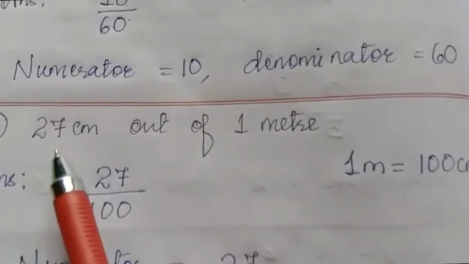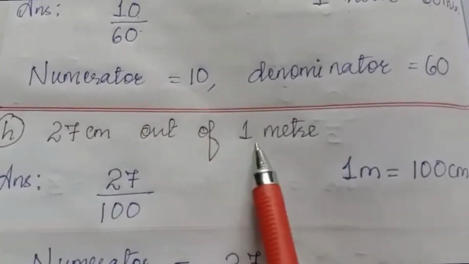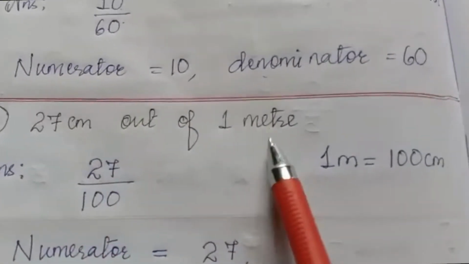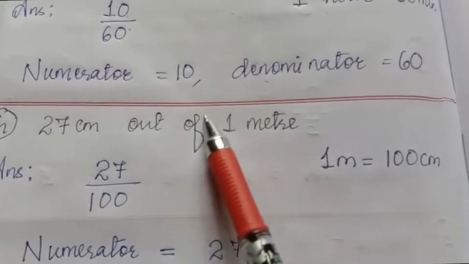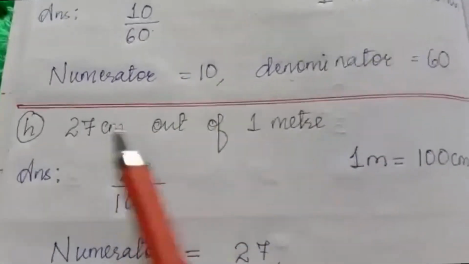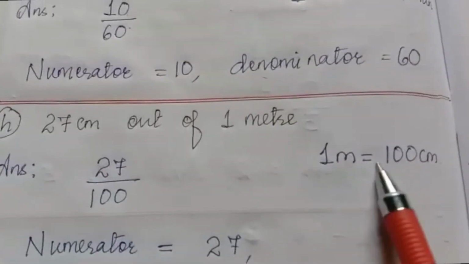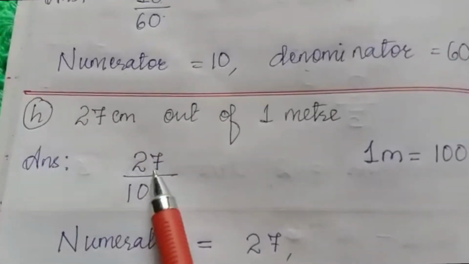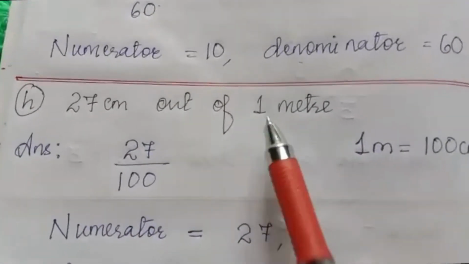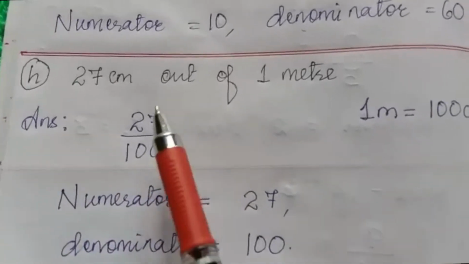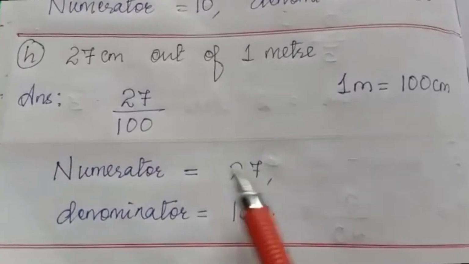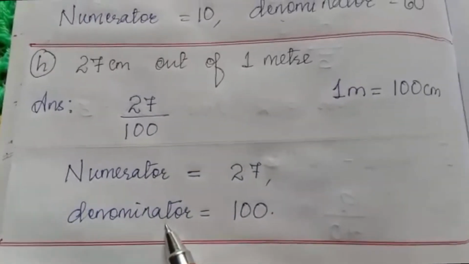Number H. 27 centimeter out of 1 meter. Again we have different units. One is centimeter, another is meter. So meter is the greater unit, we can convert into centimeter. 1 meter is 100 centimeter. So 27 will be up, 1 meter, that means 100 centimeter will be down. So 27 by 100 is the fraction, 27 is numerator and 100 is denominator.